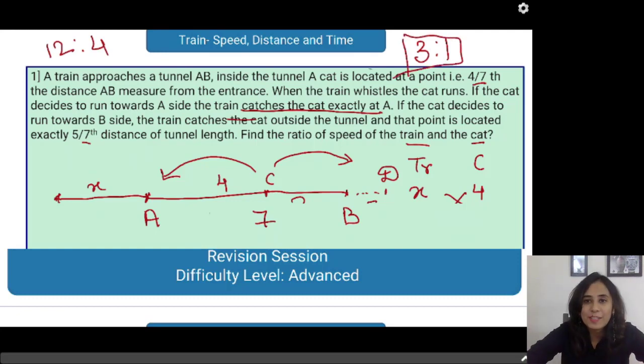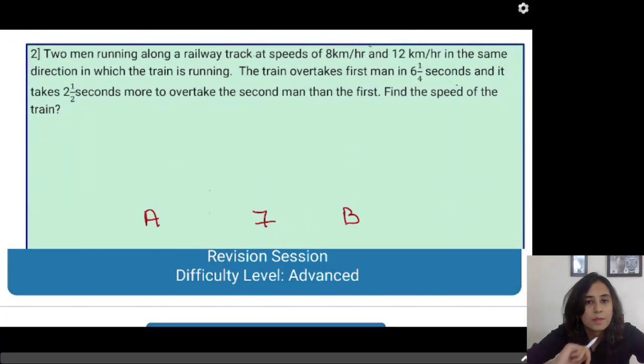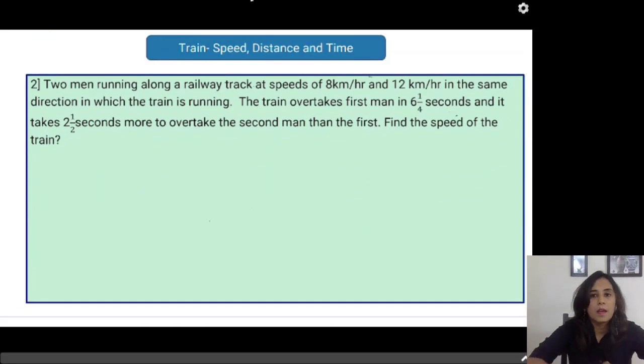I hope you guys have understood this problem, and now let us see the next problem. Two men are running along a railway track at the speed of 8 km per hour and 12 km per hour in the same direction in which a train is running. The train overtakes the first man in 6 and 1/4 seconds and it takes 2 and 1/2 seconds more to overtake the second man than the first. Find the speed of the train.